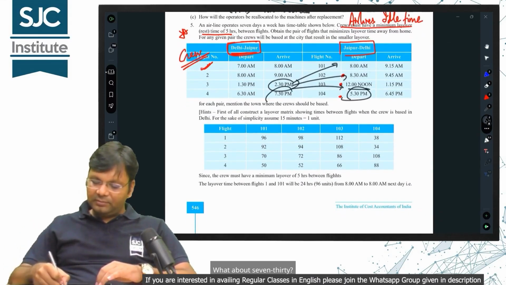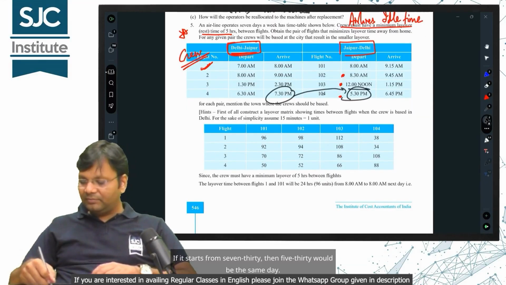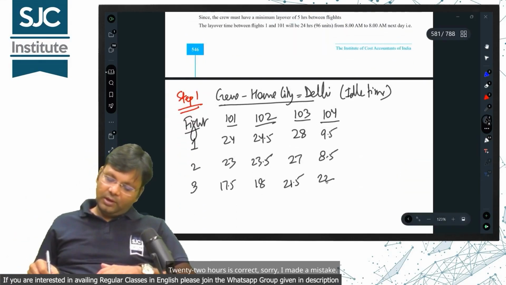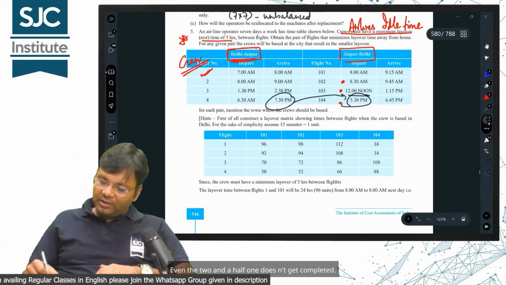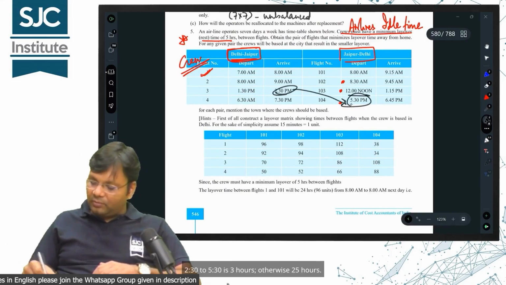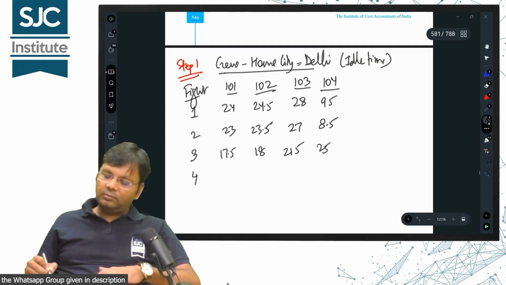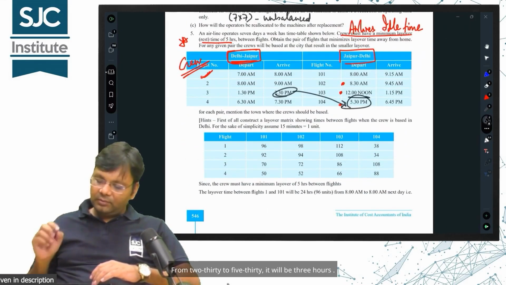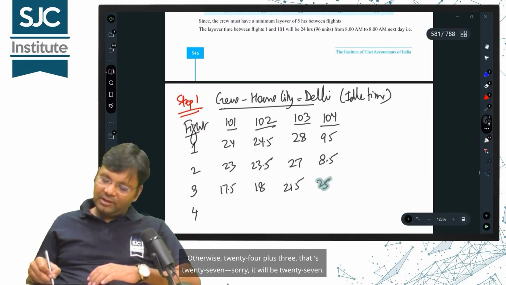What about 7:30? If it starts from 7:30, then 5:30 would be the same day. But 5:30 is not possible, so it will be the next day. 22 hours is correct. Sorry, I made a mistake. Even the 2.5 one doesn't get completed. 7:30 to 5:30. 2:30 to 5:30 is 3 hours, otherwise 25 hours. From 2:30 to 5:30, it will be 3 hours. Otherwise, 24 plus 3, that's 27. Sorry, it will be 27.